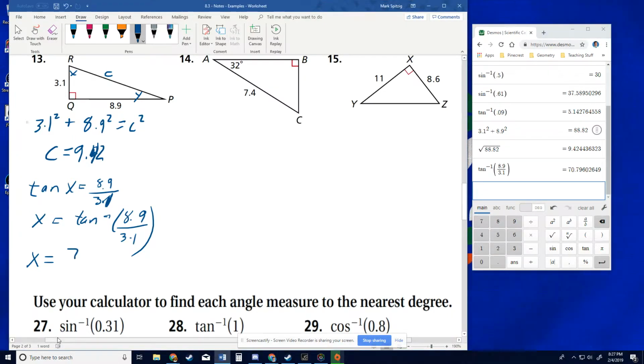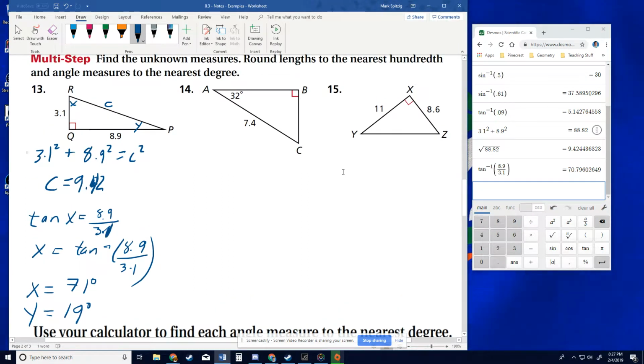And so we get 71 degrees. Again, once you know one of them, you could either write another equation like this, or we could just subtract from 90 and we can get 19 degrees. So x is 71 and y is 19. I'm just going to label each one in that same way.